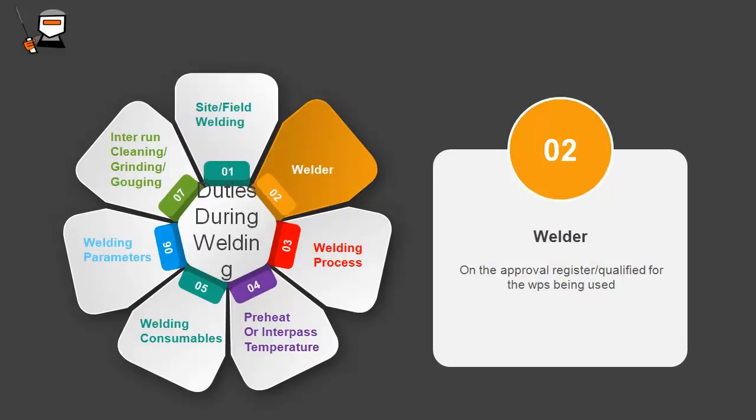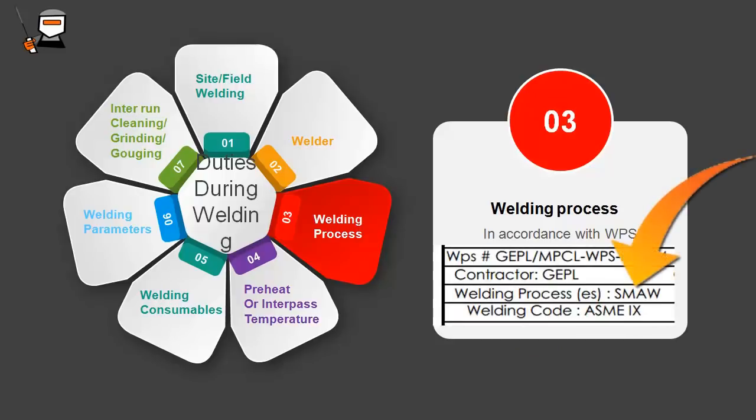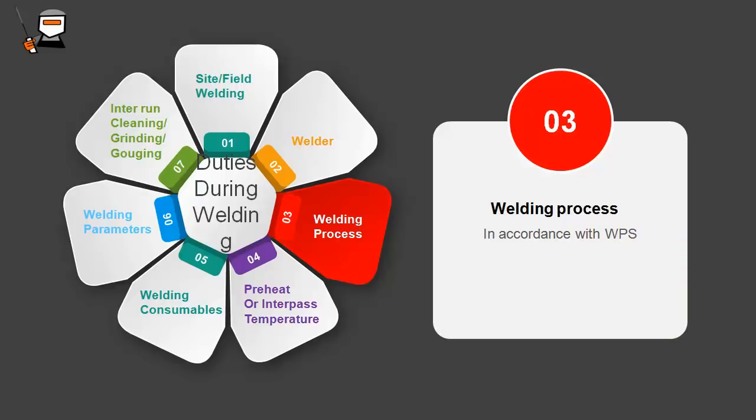As I told you in the previous slide about welder qualification, during welding the inspector should also check that the welder qualification card is valid and up to date. Welding process. The welding process should be in accordance with the WPS. In the picture you can see the SMAW process is mentioned on the WPS. If you are working according to this WPS, then the welding process should be SMAW.